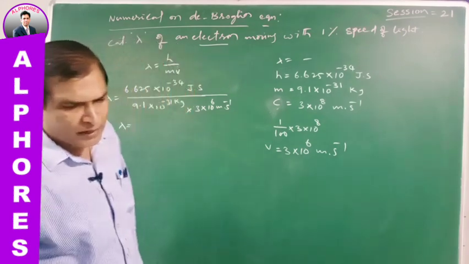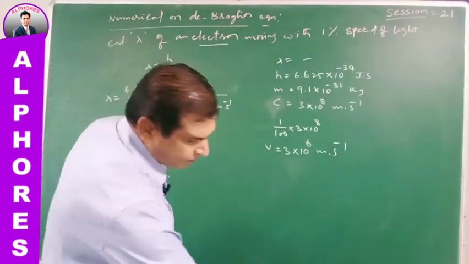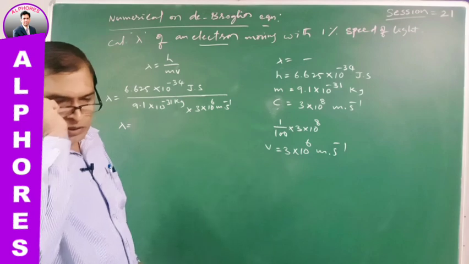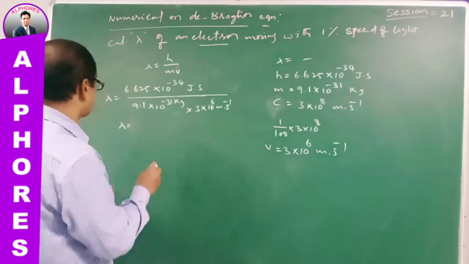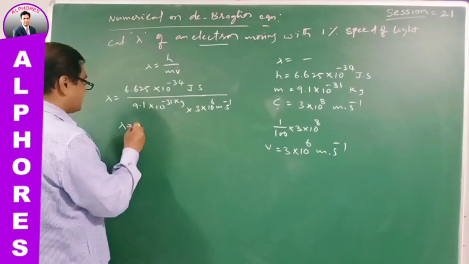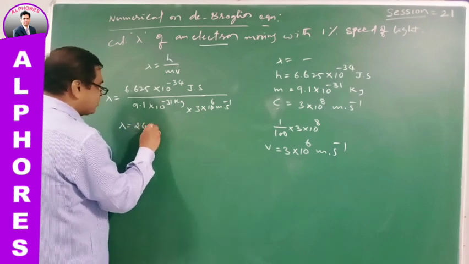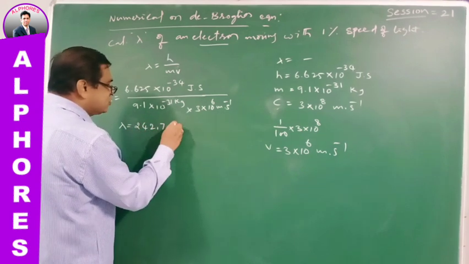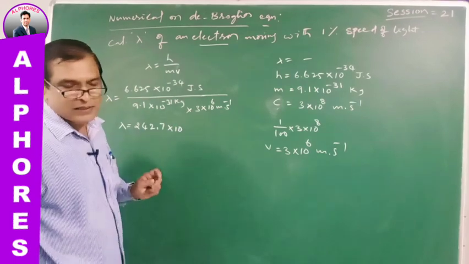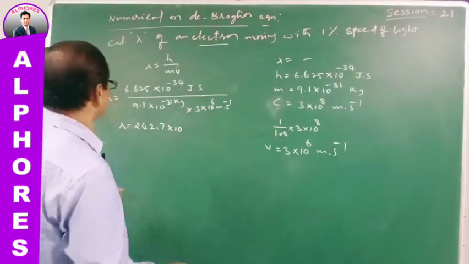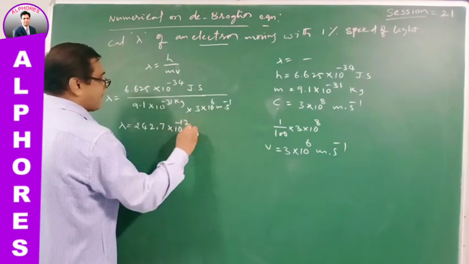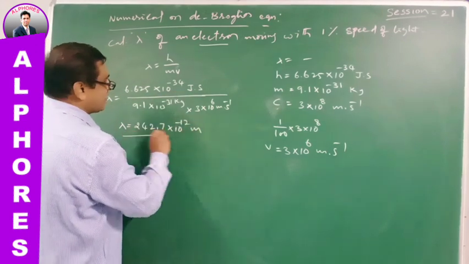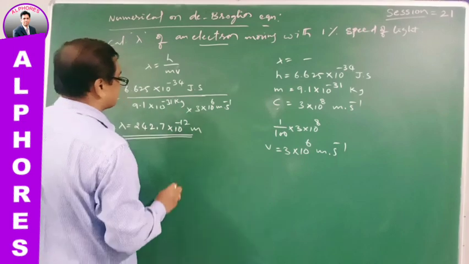On solving this, you can find the answer: lambda equals 242.7 into 10 to the power minus 12 meters. This is the answer for this problem.